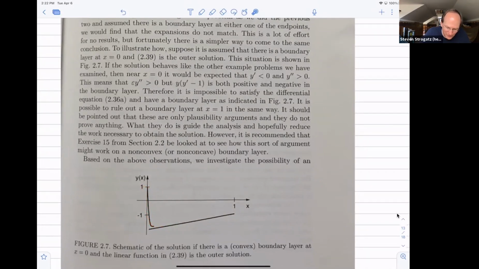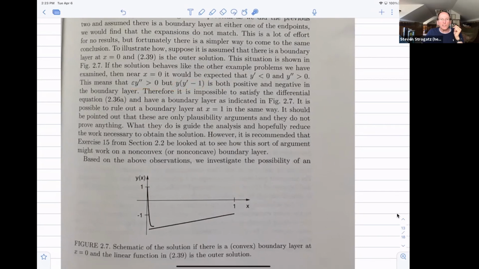So he says, if near x equals 0, you'd have y prime negative. Well, yeah, it's certainly decreasing. And y double prime positive. That is, he expects it would be concave up if it's like the other example problems that we've done. But then he says that would mean epsilon y double prime would be positive, but this expression is both positive and negative in the layer. Why does he say that? Because y is changing from positive to negative, whereas y prime is staying one sign. It's negative throughout. So he says this whole expression is manifestly two signs in the layer, but this he thinks would only have one sign. And so he doesn't believe that there's a layer near 1.